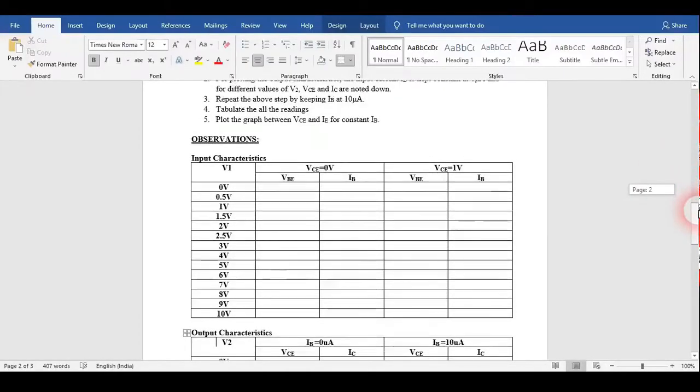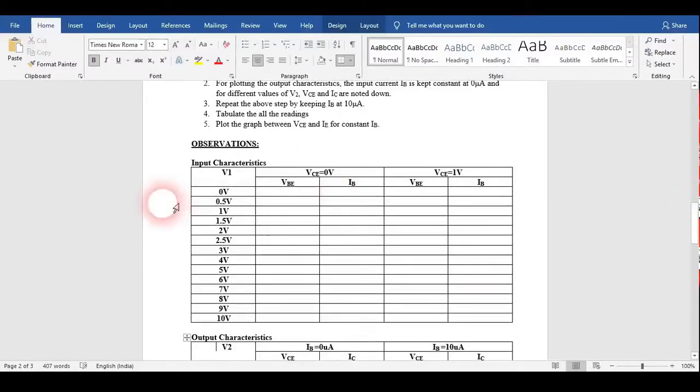Just see here, the observation table is here. We will change V1 here. Firstly we will take VC at 0 volt, and secondly we will take VC at 1 volt. At 0 volt, for different input voltages we will check the values of VB and IB, and at 1 volt of VC we will take different values of VB and IB. So this is for the input characteristic.